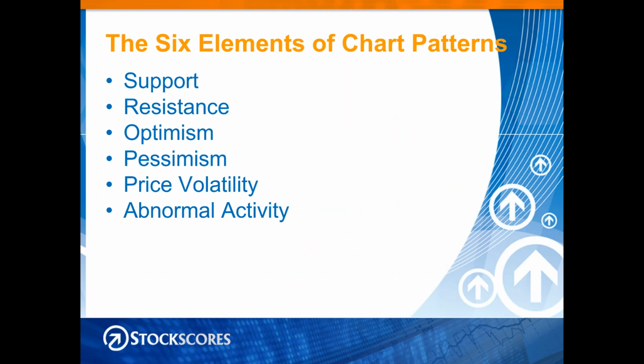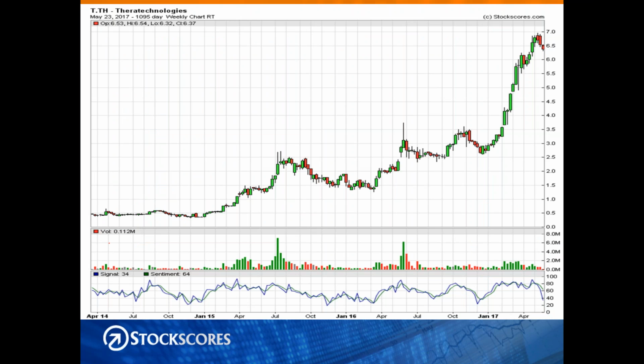Now, I trade every day. I typically in a day will do 10 to 20 trades per day. And my trades are based on nothing more than these 6 things. I don't do anything else. I've been trading for 27 years, and for about 22, 23 years, I have based almost every trade on these 6 things. Support, resistance, optimism, pessimism, price volatility, and abnormal activity. Let me show you what those are.